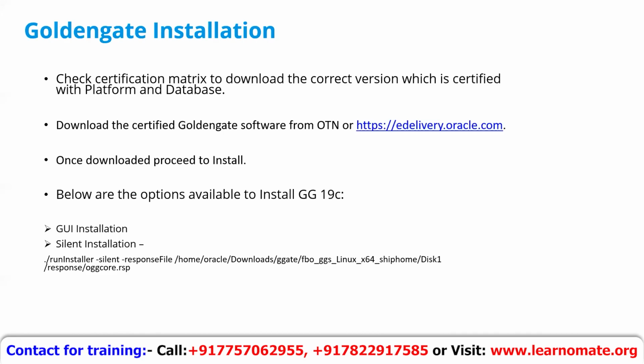Okay. Now, let us discuss how we install Oracle GoldenGate. So before we install Oracle GoldenGate, ensure to check the certification matrix. Someone asked that question, I'll take that question, even though we have a time constraint. So before you proceed to install Oracle GoldenGate, one thing you have to keep in mind is you need to check the certification matrix. It is very important.